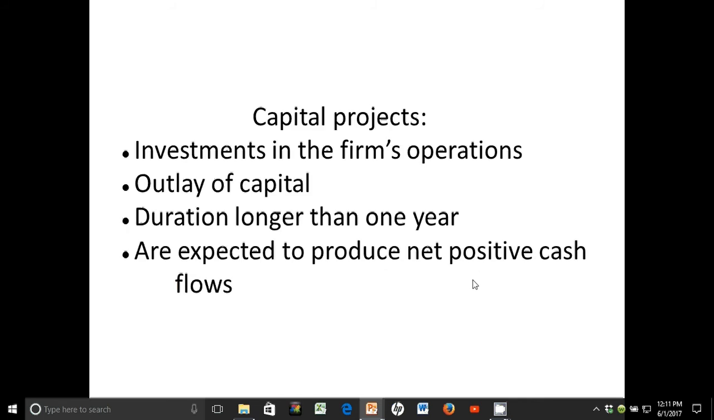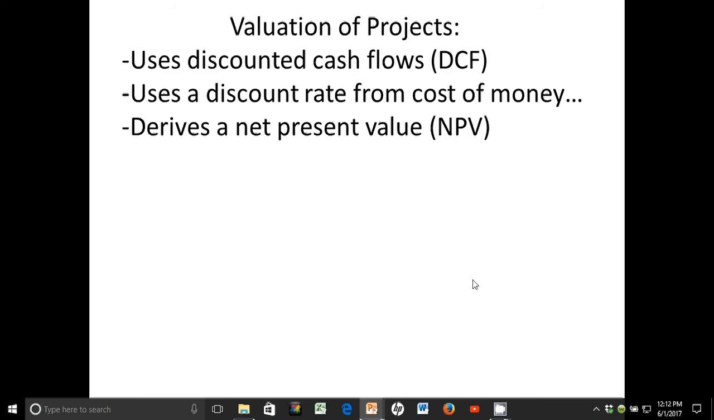Our topic relates to capital projects as investments in the firm's operations. A capital project involves long-term capital, an investment that requires a minimum of a year. We shall consider a 5-year project life. A project is expected to produce net positive cash flows, that is, revenues are greater than expenditures. When planning a project, we consider the estimated cash flows, both negative and positive, over the duration of the project.